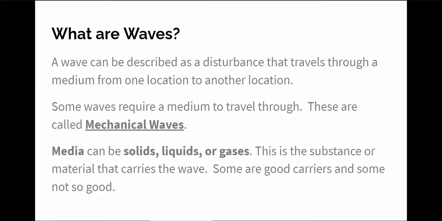Some waves require a medium to travel. These are called mechanical waves, and media can be solids, liquids, or gases. And this is the substance, the material that carries the waves. Some can be good carriers, and some are not so good. Okay, so there's some definitions for you. It gives you a definition of mechanical waves, a definition of media, and a definition of a wave in general.